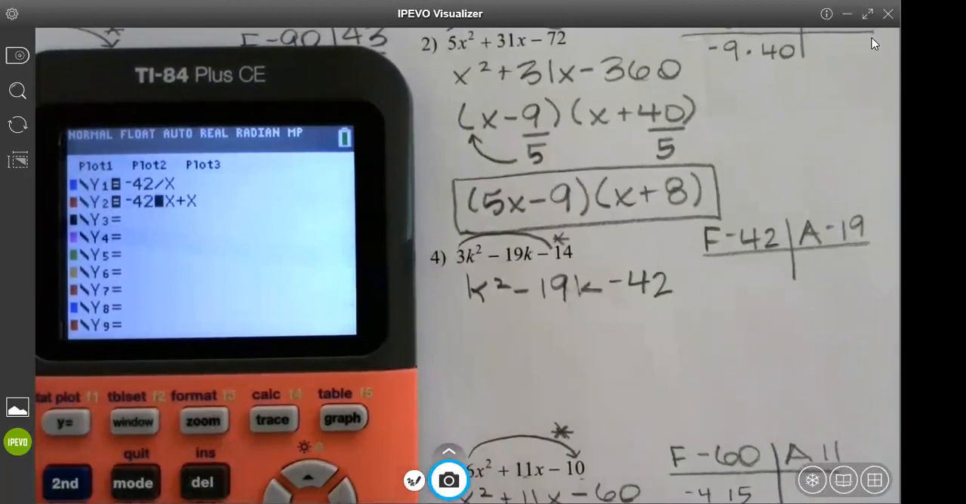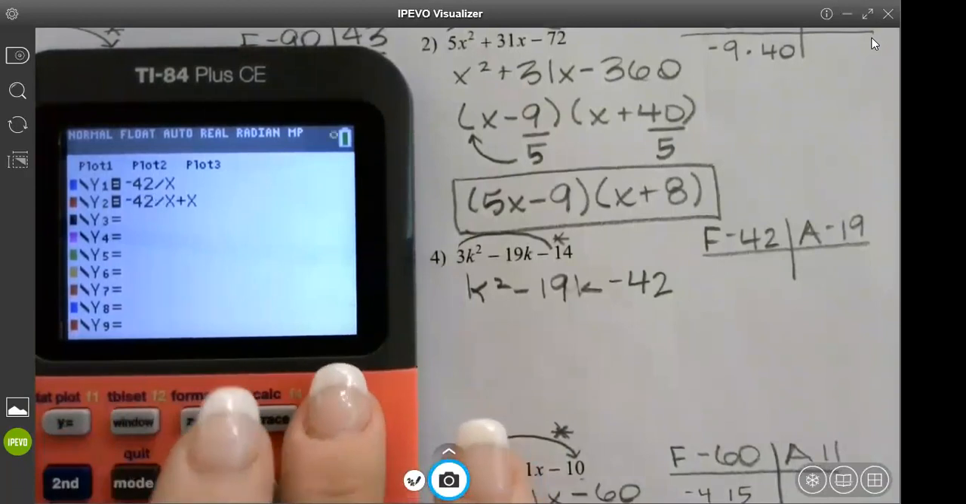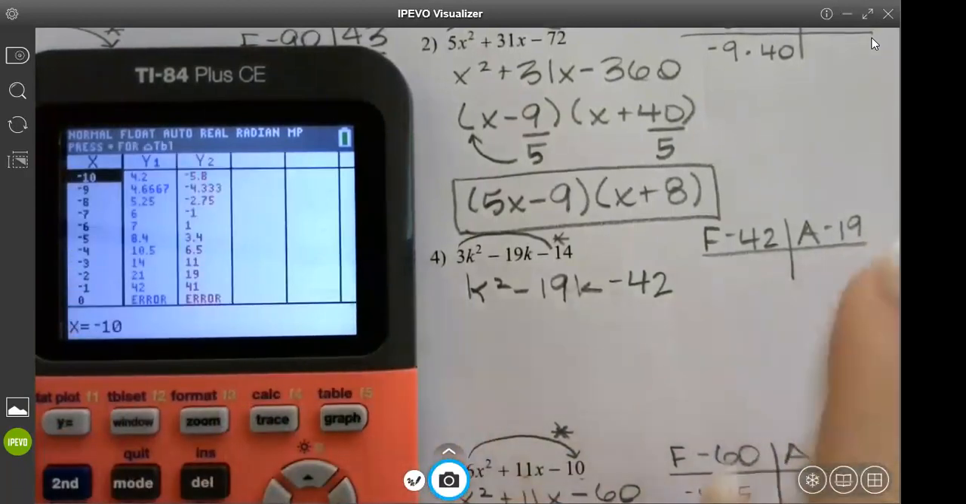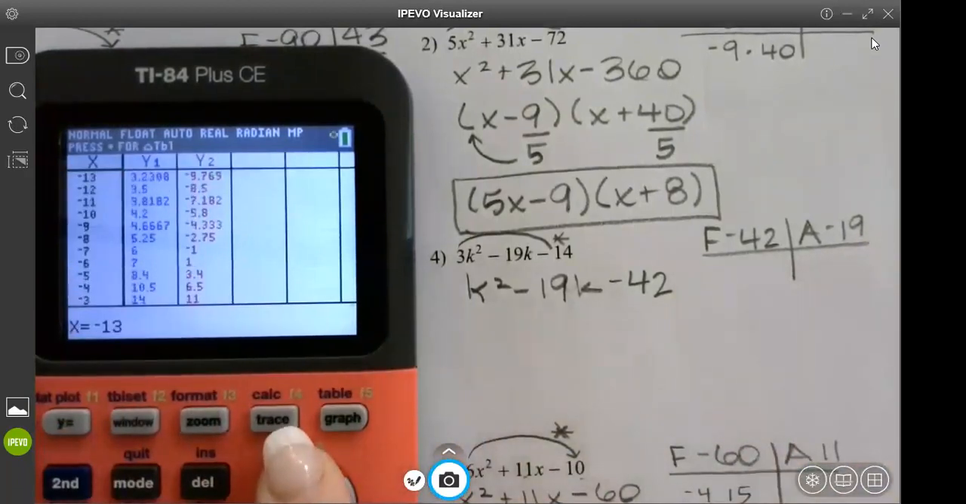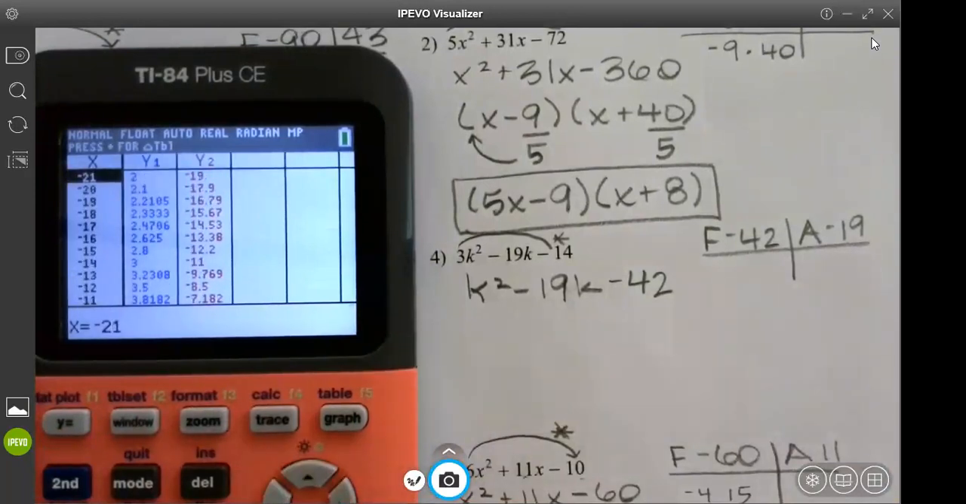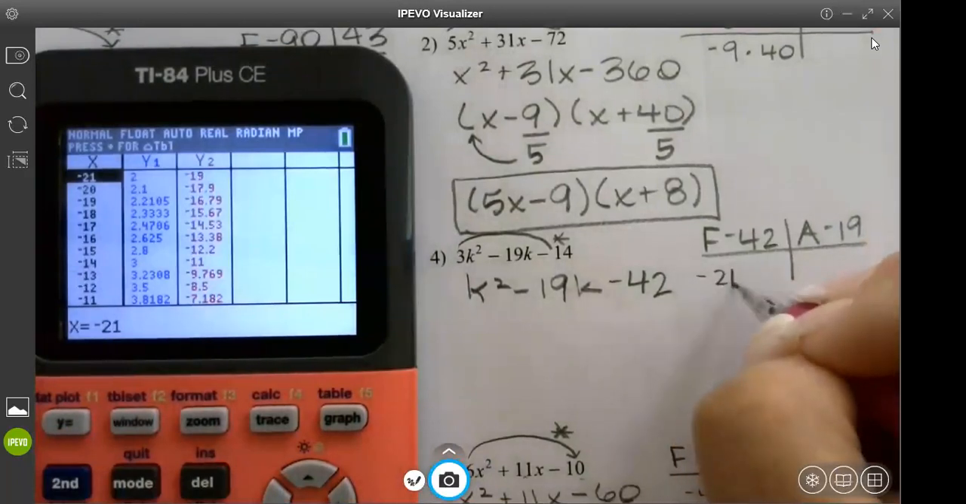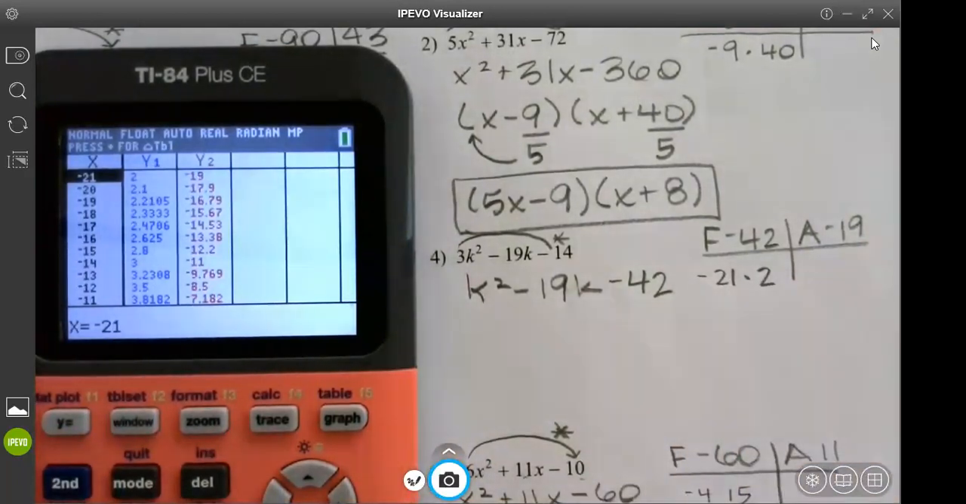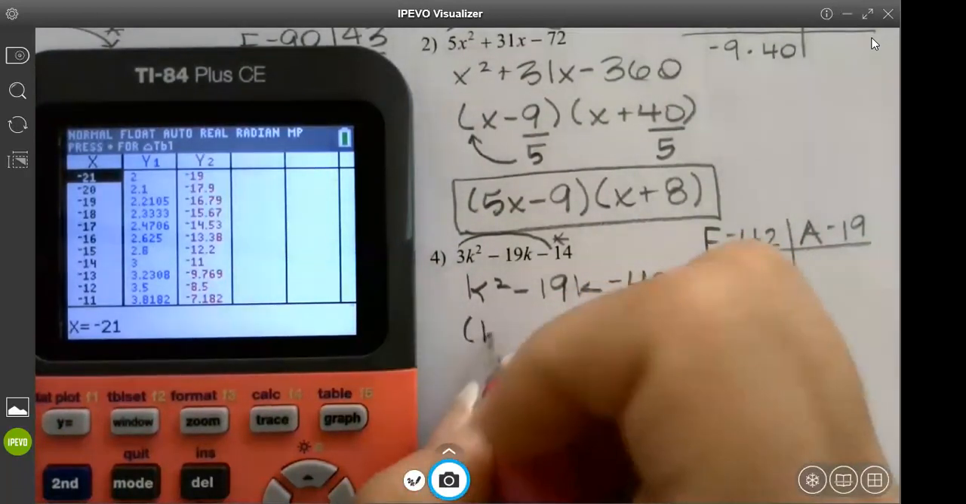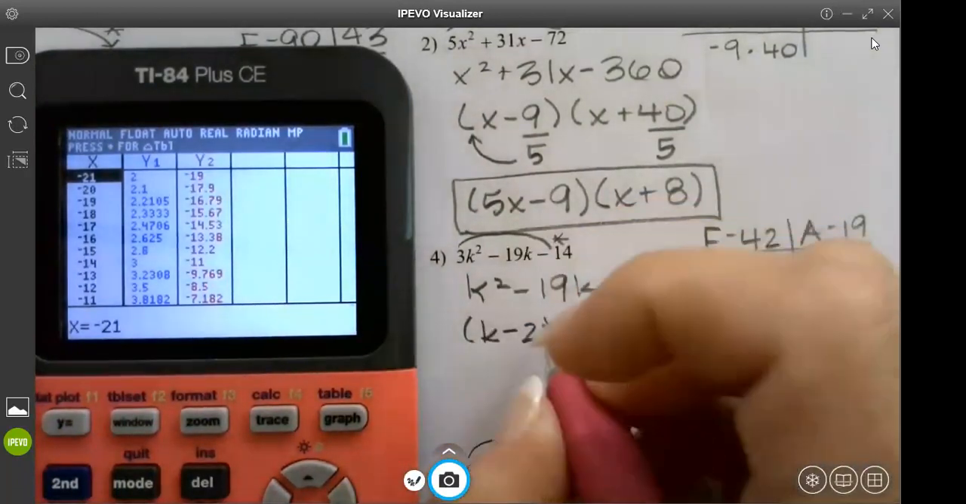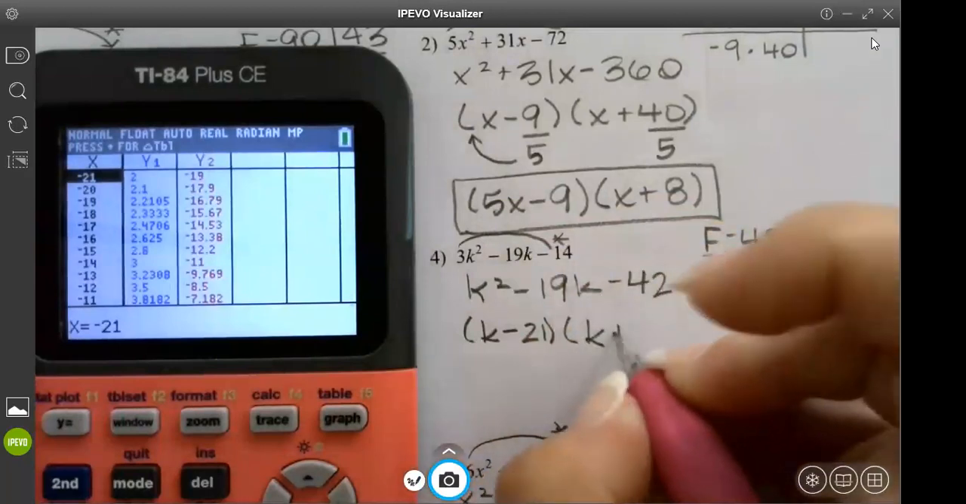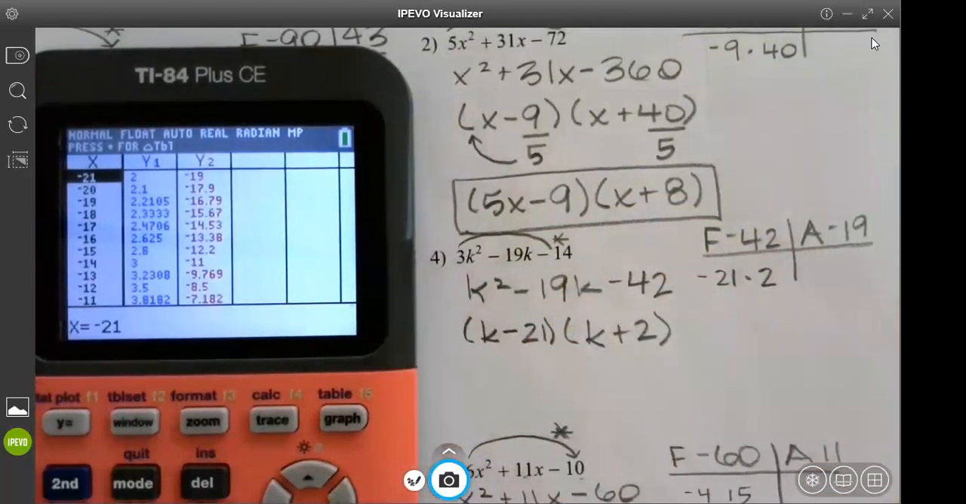So in my calculator, negative 42 divide x, negative 42 divide x plus x. In my table, I'm looking for negative 19. There's negative 5, 8, negative 7. Keep going. There's negative 19, negative 21, and a positive 2. So I have a k and a negative 21, a k and a positive 2.